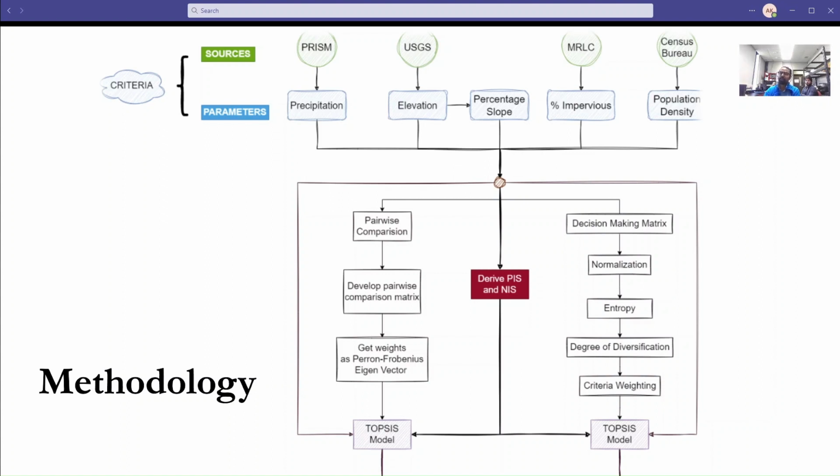The weighting criteria can be either Perron-Frobenius AHP or the entropy method. Those two are the methods we use.